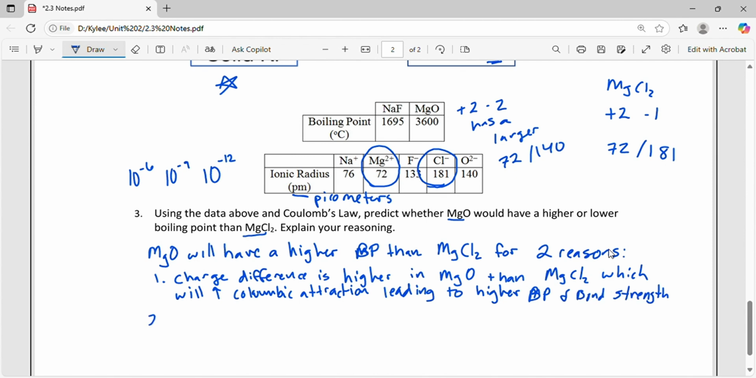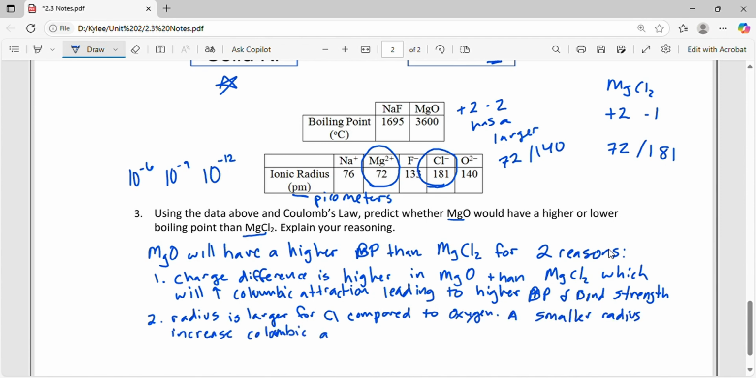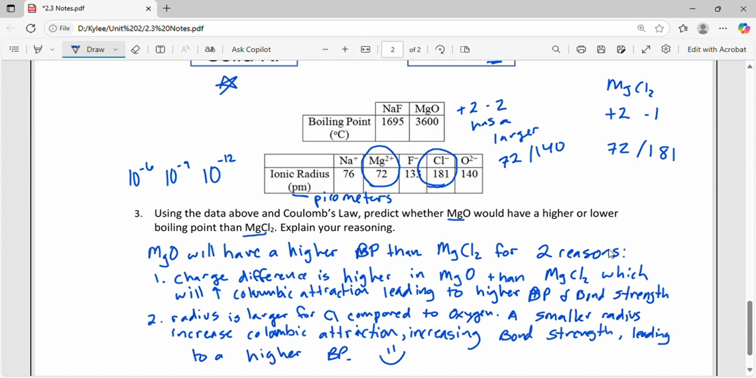And then number 2, I'm going to talk about the radius. So radius is larger for Cl compared to oxygen. A smaller radius increases Coulombic attraction, increasing bond strength, leading to a higher boiling point. All right, that is all for 2.3. Again, a lot of this was talked about in 2.2. It's just a double down on some of the concepts that were introduced there in 2.2.